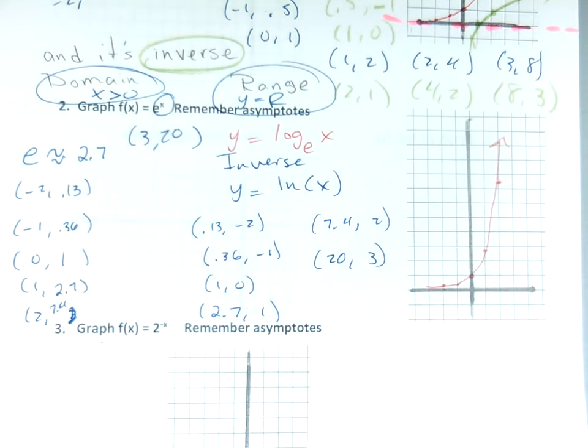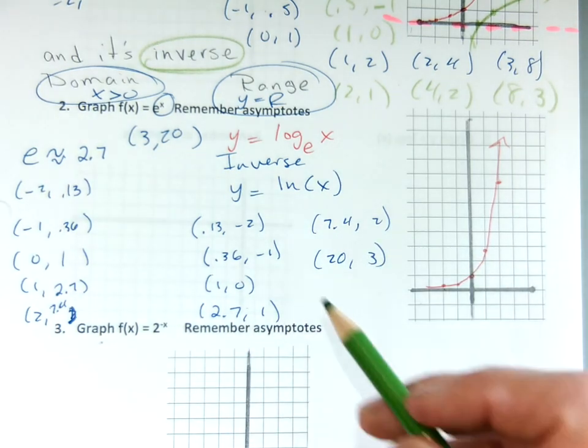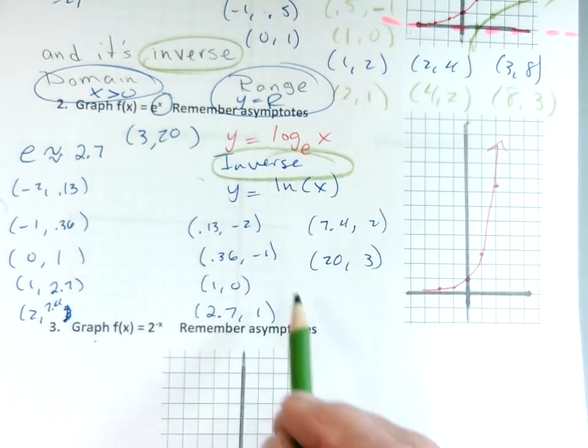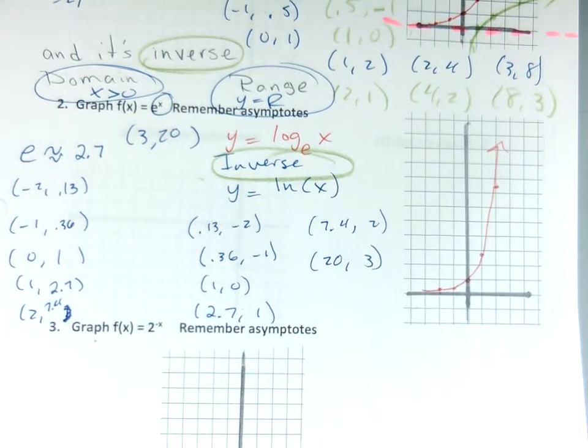Am I going too fast? Okay, I'll slow down. That's the inverses. I'll wait for you, okay? I got my original points from my calculator. I just used my calculator to get those values. And then to do the inverse, I just switch the points. And I'll wait for you, okay?